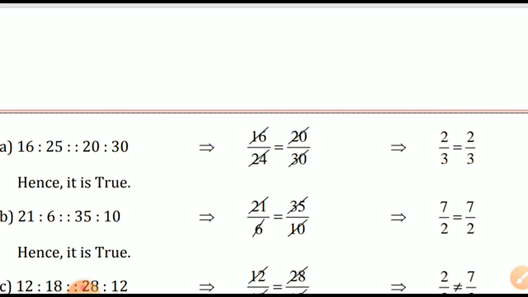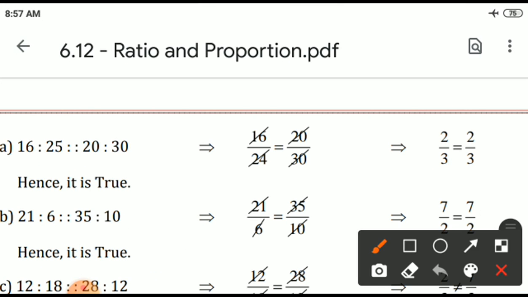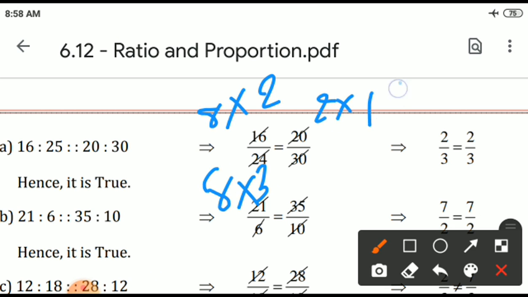How to do? 16 upon 24 in proportion. In place of proportions you can write the equal to sign. Third number 20 and the fourth number is downside. Just reduce it. You will get 2 upon 3 on the left side and 2 upon 3 on the right side. How did it come? Here I have written 8 2s and 8 3s. Isn't it? On the left side it is 2 into 10 and 3 into 10. Isn't it? So this will cut, this will cut.